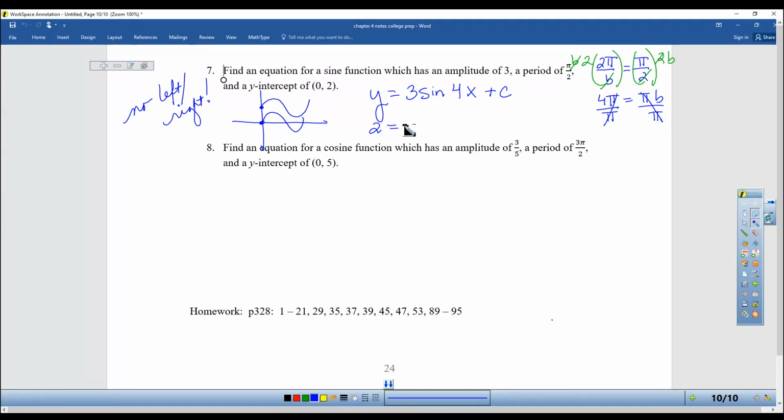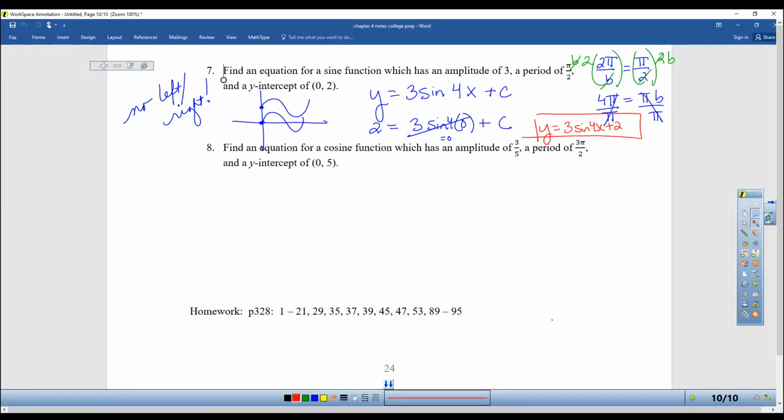So 2 is equal to 3 sine of 4 times 0 plus c. And sine of 4 times 0 is sine of 0, which is 0 times 3. So this is equal to 0, so c is equal to 2. And you can write that as your answer, but you'll see on the next one that doesn't always work. So I wanted you to understand that concept. So my final answer is y is equal to 3 sine of 4x plus 2.